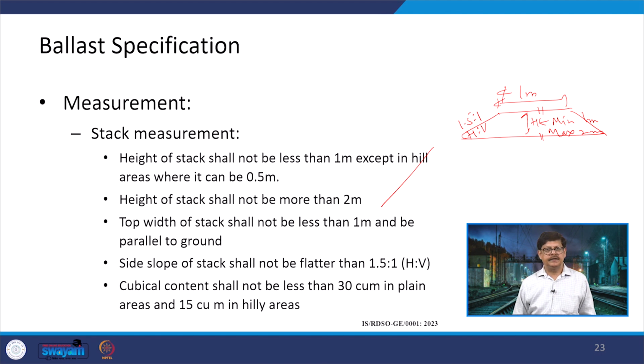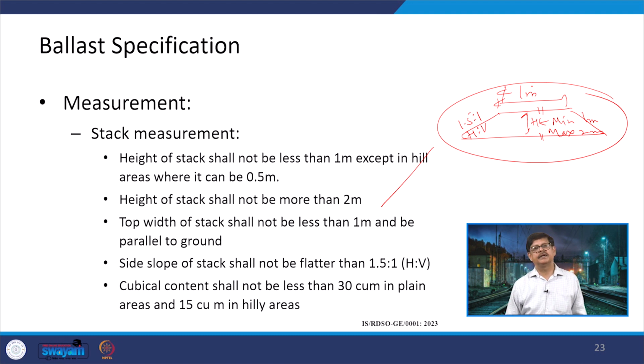And the cubical content shall not be less than 30 cubic meters in plain areas and 15 cubic meters in hilly areas. So, if this has been considered, then we will get the amount of quantity which we have got at any location. So, that is the way we have to do the stacking, and then stack measurement by itself will come. So, we go and take the height, we take the width at the top, we take the slopes being provided, and that will give you an idea.